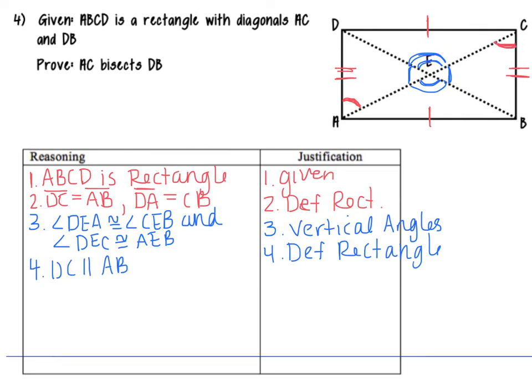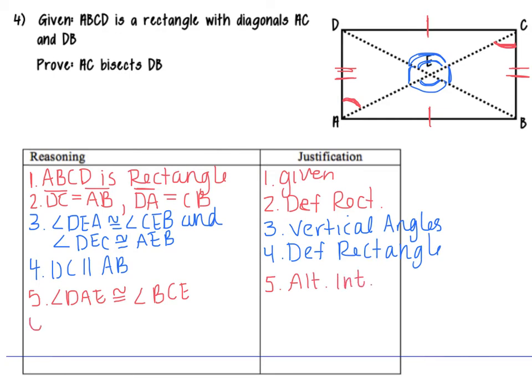All right, so that allows me to say that angle DAE is congruent to angle BCE. And I can do that by alternate interior angles. All right, I'm really, really close.